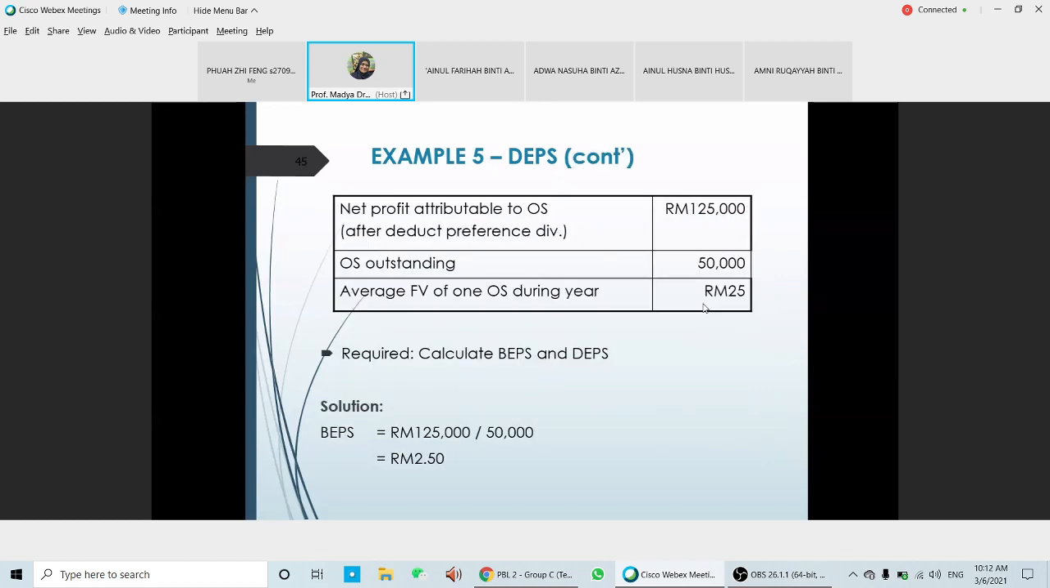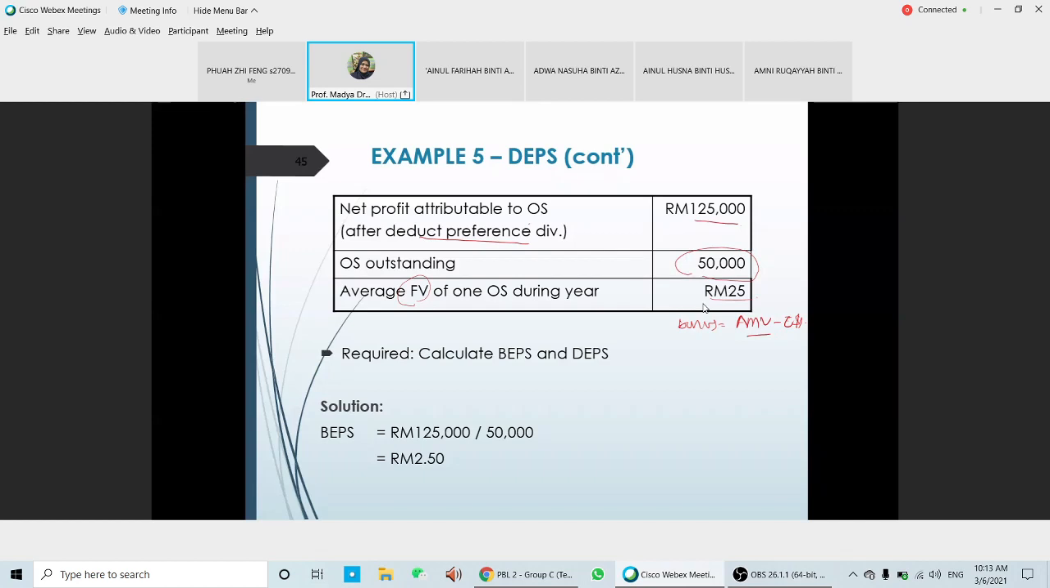And then the net profit attributable to the ordinary share after minus the preference dividend is already given here, 1 to 5. Number of shares outstanding here is 50, and then the average fair value here is 25. We need to use this information when we calculate for the options, because with the options we're going to have a bonus element, which is the difference between average market value minus the exercise price.